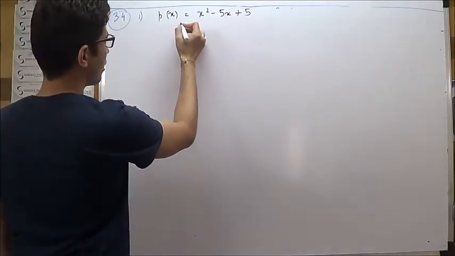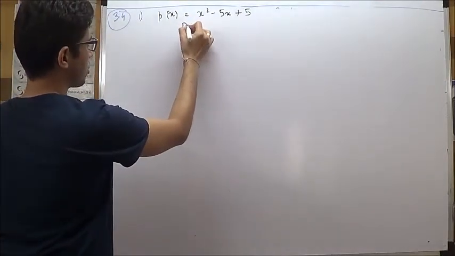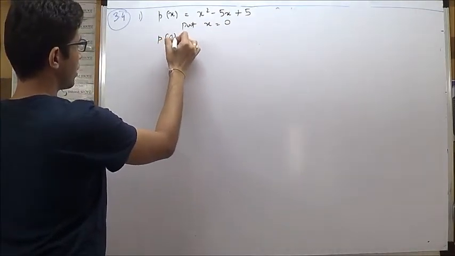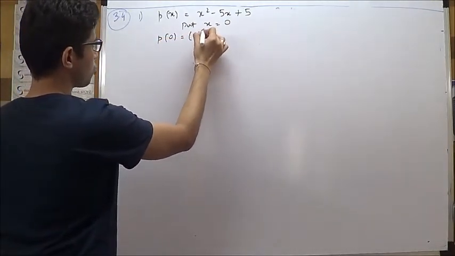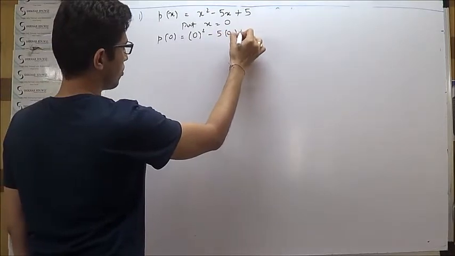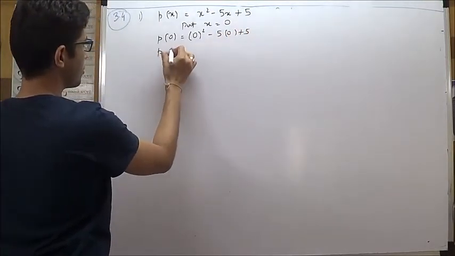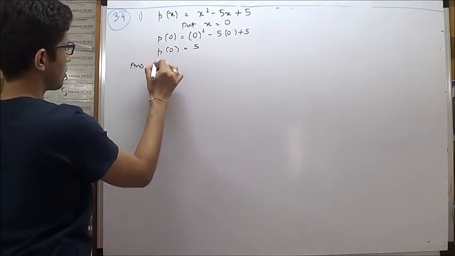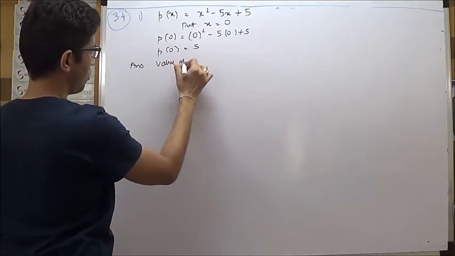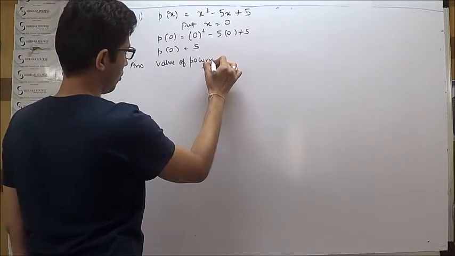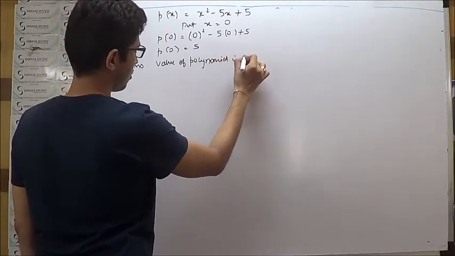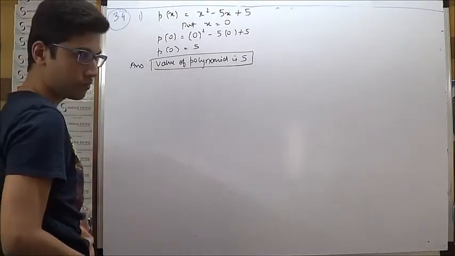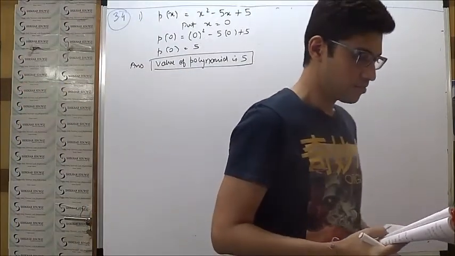So you want to find the value at 0, so put x is equal to 0. So p of 0 becomes 0 square minus 5 into 0 plus 5. So p of 0 is 5. So the final answer is, the value of the polynomial is 5. Right.